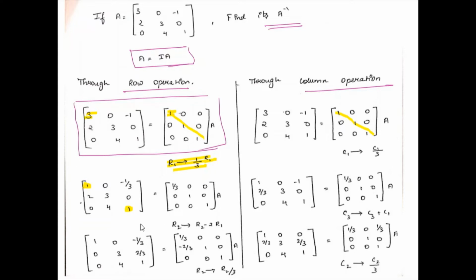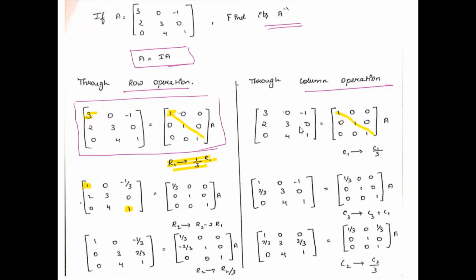Likewise, in column operation, if C1 implies C1 by 3, the matrix will become 1, 0, minus 1, 2 by 3, 3, 0, 0, 4, 1. Here you will convert all the elements in vertical order, whereas in row operation you will convert all the elements in horizontal order. That is, column operation means vertical, row means horizontal.